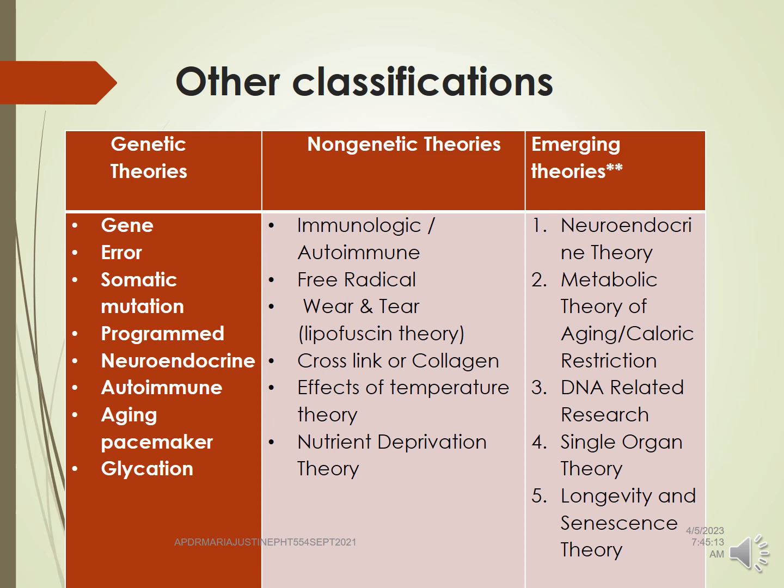There are also other theories which are also important to healthcare providers. These are no more emerging theories actually. They have also been quite established, right? Like the neuroendocrine theory, metabolic theory, or caloric restrictions, DNA related theory, single organ theory, longevity and senescence theory.